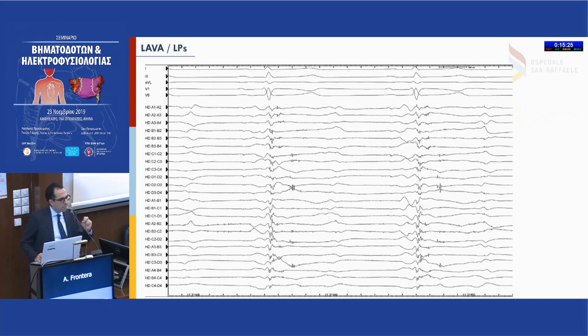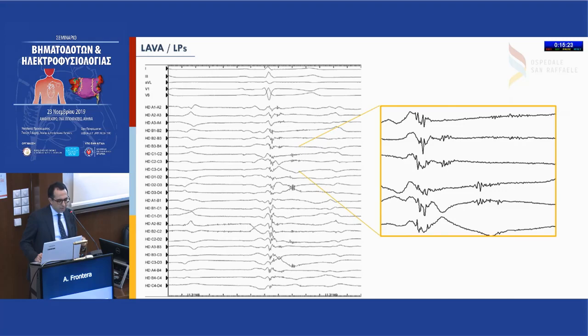So these are the tiny signals we are looking at. The first, which you see under the QRS, are the LAVA, local abnormal ventricular activity, and then there are late potentials. So this is the QRS. You see the surface ECG, and down here you see all these fractionated EGMs, which are represented by LAVA. And then you have such tiny signals here, well represented here, that are the late potentials. So we are looking for these signals.